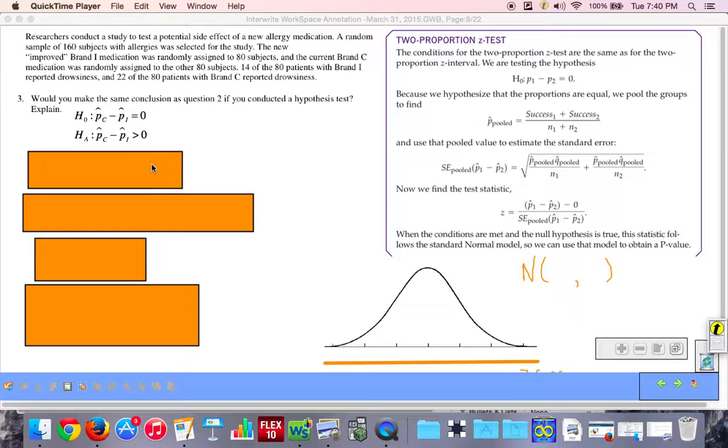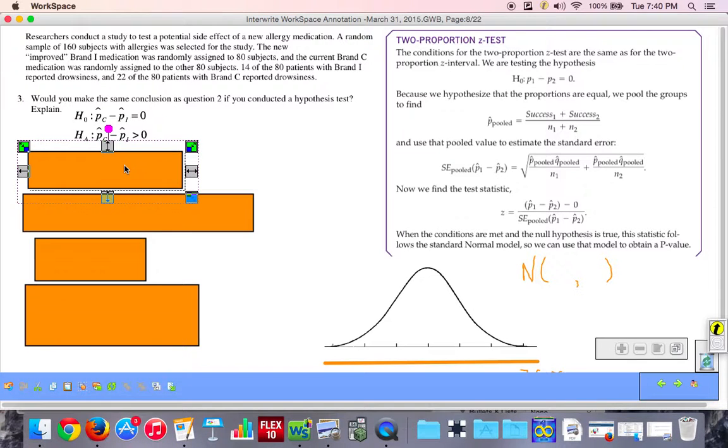So here we go. We just plug it in. We know we have 14 successes and 22, so our numerator is going to be 14 plus 22. And we have a sample size of 80 and another sample size of 80, so our denominator should be 160. And here we get our p pooled value.